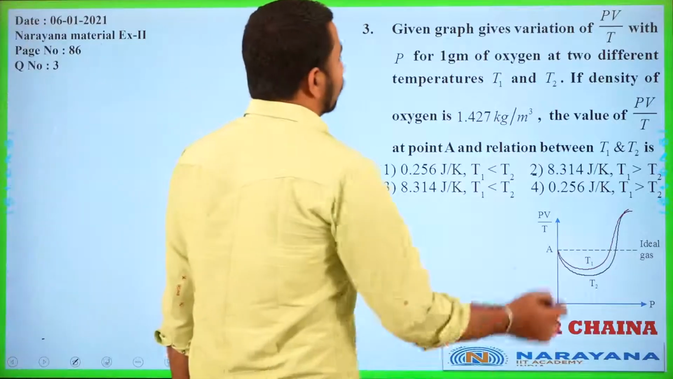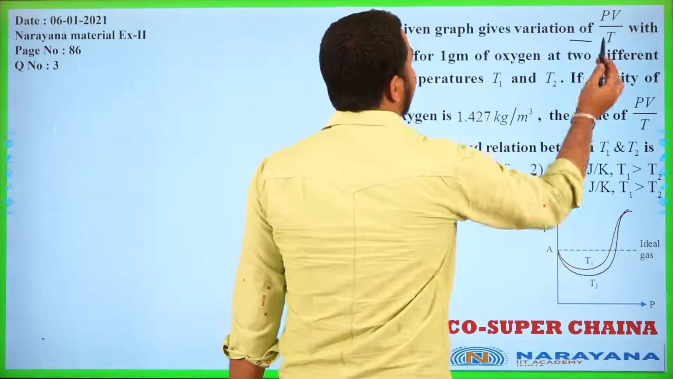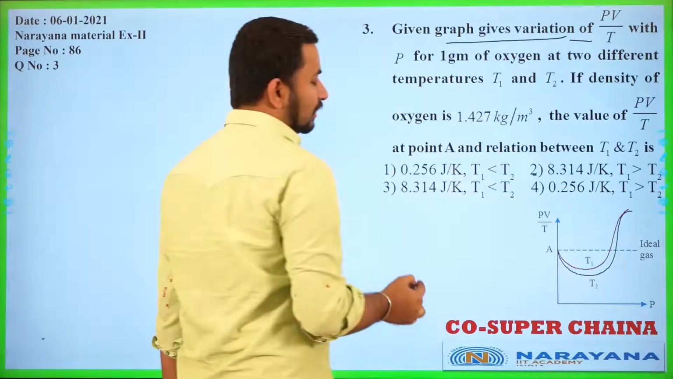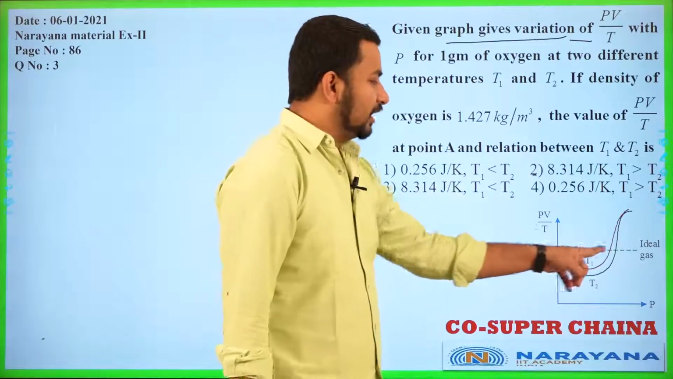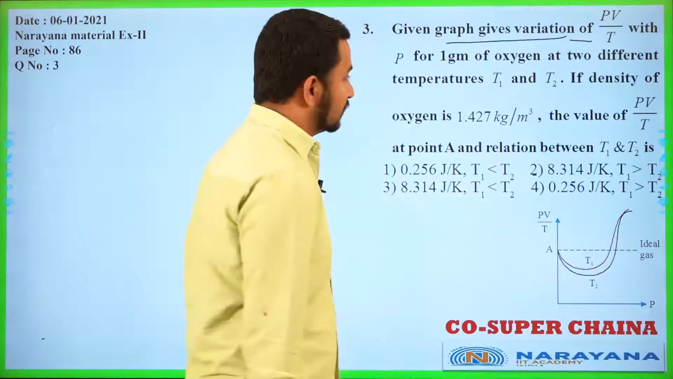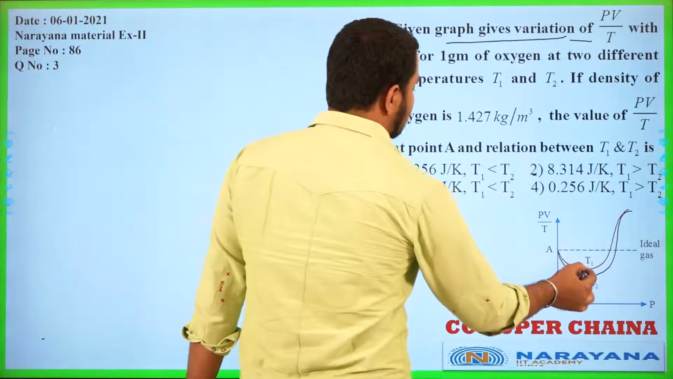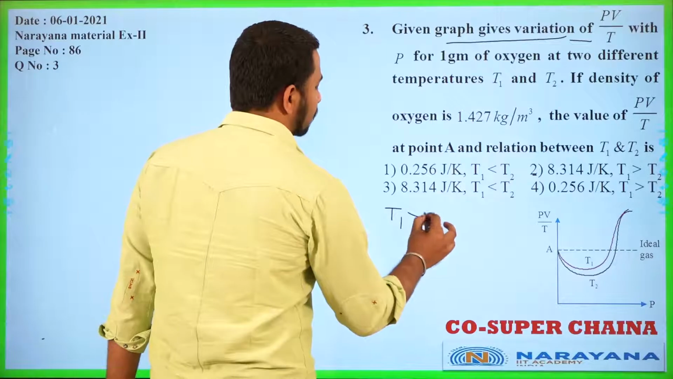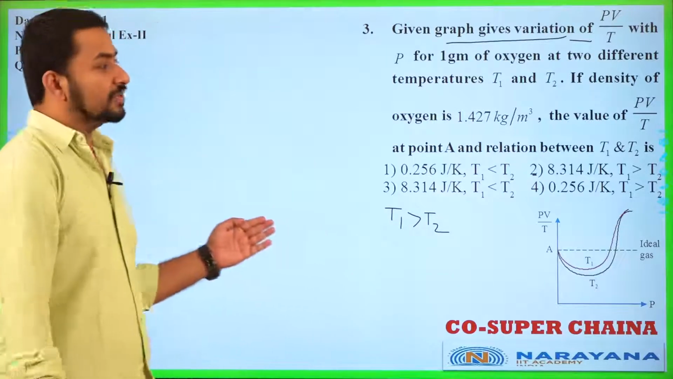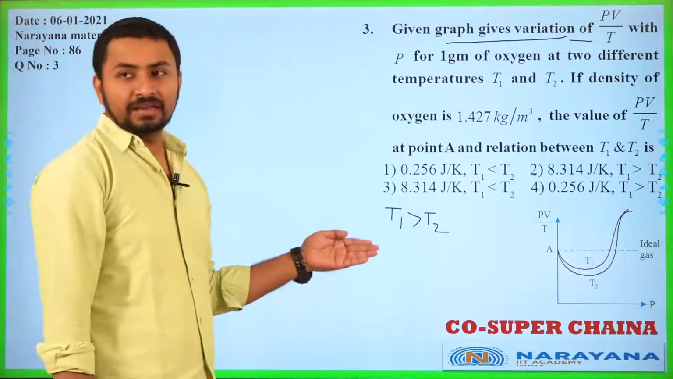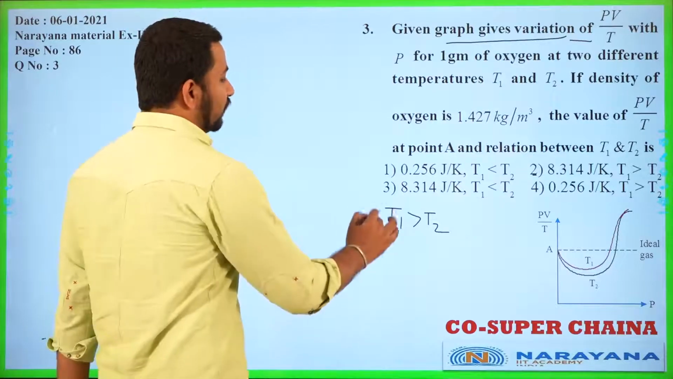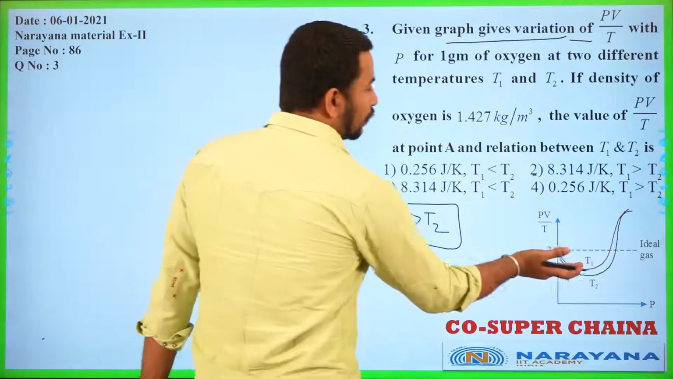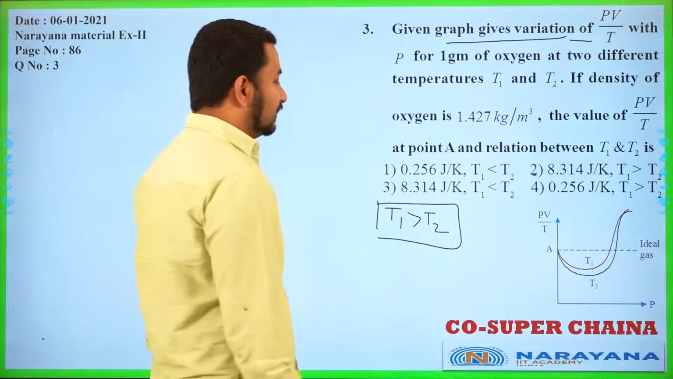Already we have discussed this question. Given a graph with a variation, this represents the ideal gas. Which of these, T1 or T2, is closer to ideal gas nature? We know that for a real gas to behave as an ideal gas, it requires high temperature and low pressure, right? So T1 should be greater than T2. That is correct because it is closer to the ideal gas nature.